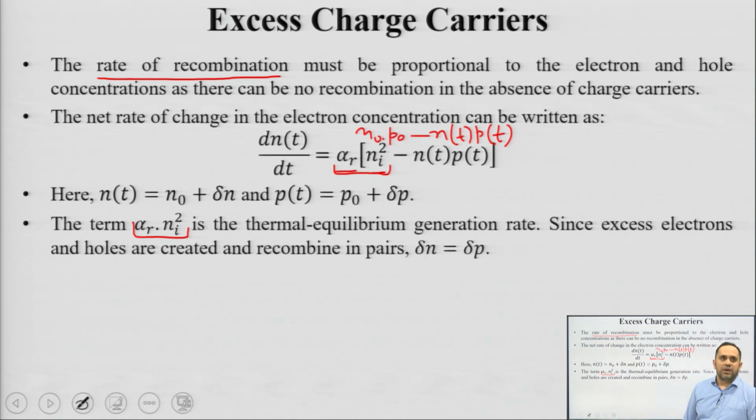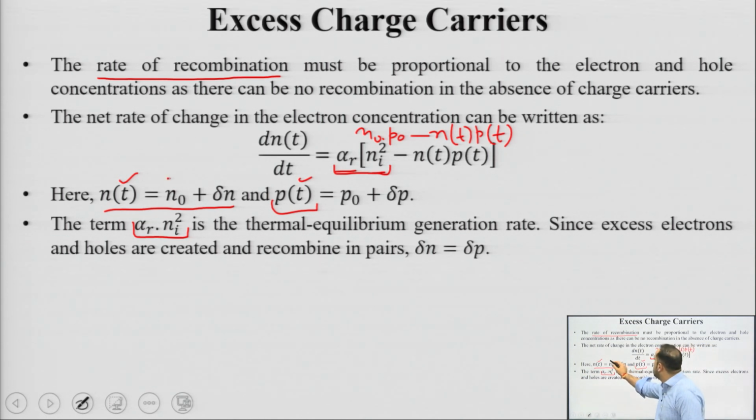So, n, as we have seen earlier also, is the total electron concentration, which is a function of time, because excess charge carriers are alive for a finite amount of time, they have a finite lifetime. Similarly, hole concentration is now also a function of time. Just keep in mind here that the equilibrium concentration of electrons n naught and the equilibrium concentration of holes p naught are not functions of time. Only delta n and delta p are functions of time.